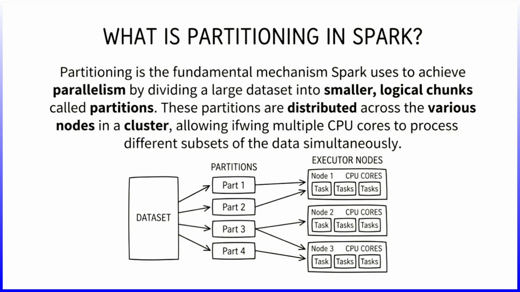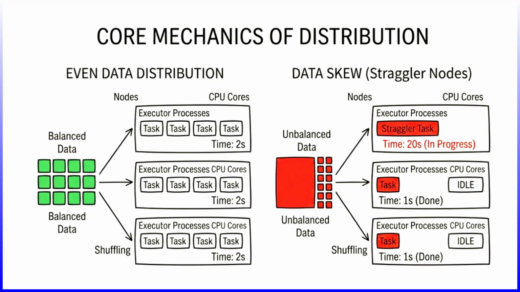Instead of tackling the mountain as one giant pile, Spark breaks the dataset into smaller, manageable chunks called partitions. Think of these like work packages. Because the data is split up, Spark can hand them off to different executor nodes. Think of these as your team of assistants. Each assistant, or CPU core, grabs one package and starts working. This is the heart of parallelism: doing 100 things at once instead of one thing 100 times. If you want speed in Spark, partitioning isn't just a feature, it's the fundamental law. This is the core mechanism of distribution.